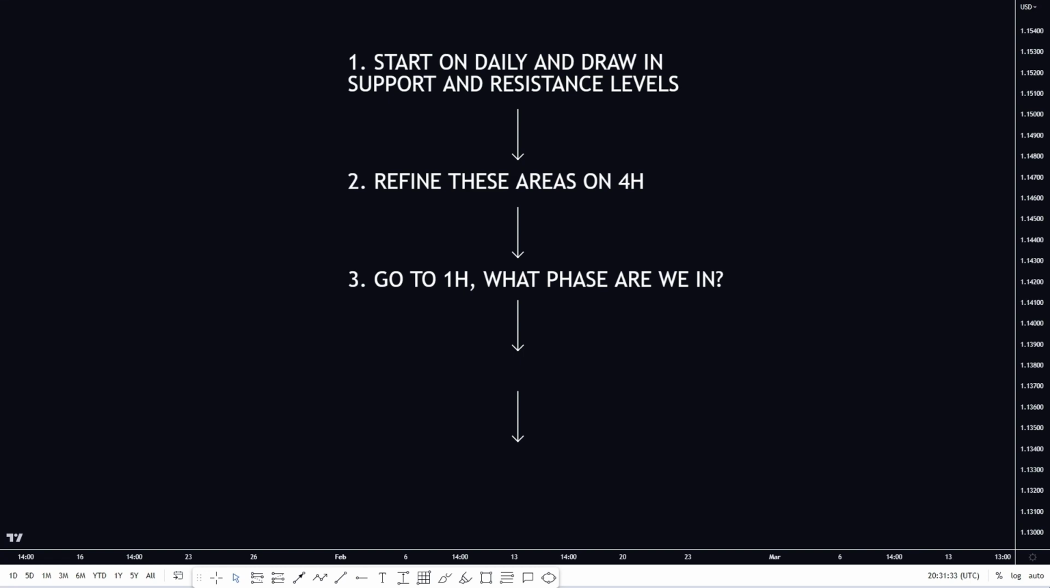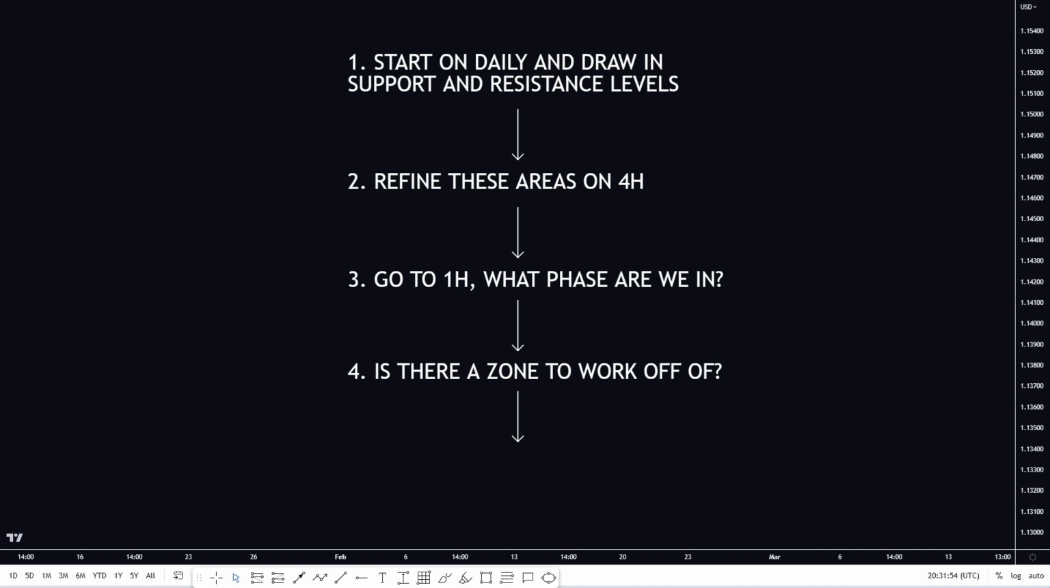Is it looking like it's quite choppy? Are we consolidating? Are we looking like we're reversing? I'm going to start asking all these questions, because I've asked myself to look at what phase of the market we're actually in. So now we know what phase of the market we're in. The next question is, is there a zone to work off of? So now we're going to be looking for trade ideas.